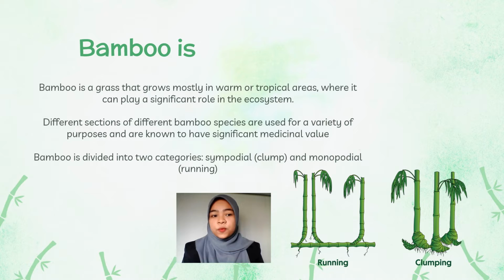Different sections of different bamboo species are used for a variety of purposes and are known to have significant medicinal value. As we can see in the figure below, bamboo is divided into two categories, which are sympodial, clump, and monopodial, running. Sympodial bamboo develops into shoots, which subsequently grow into new stems, while monopodial bamboo grows running and mainly in warm climates.